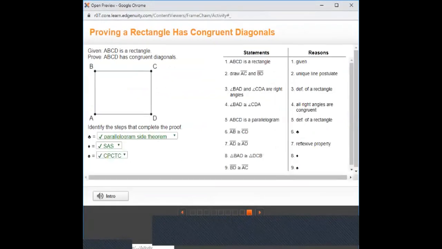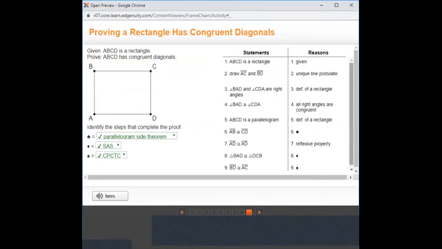So let's look at a proof for proving that a rectangle has congruent diagonals. This one does have statements and reasons. So let's go through and make sure that we understand what each of these statements and reasons is talking about.